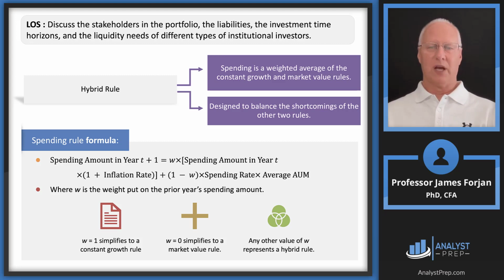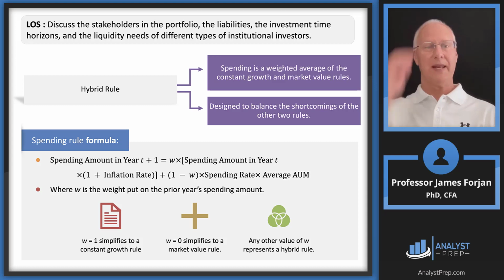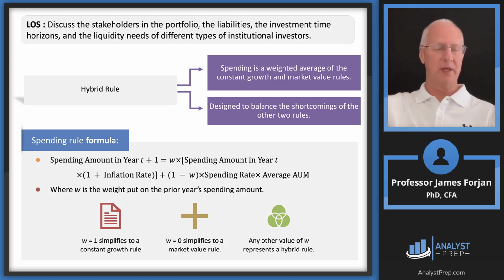The LOS asks you to discuss. I'd be super shocked if the Institute asked you to calculate the spending amount in year T+1, which would be the current operating budget year. All we're doing inside of that formula is taking the spending amount from last year or the current year, multiplying that by 1 plus the inflation rate, and then taking the spending rate. So it's a weighted average here. Notice the W and then the 1 minus W. That's just a weighted average there.